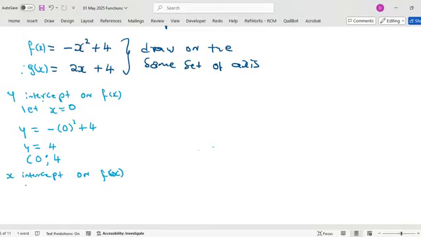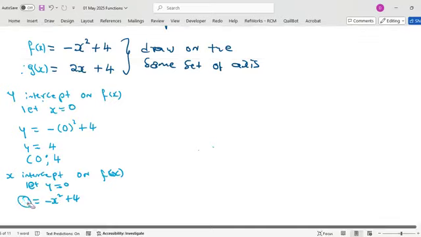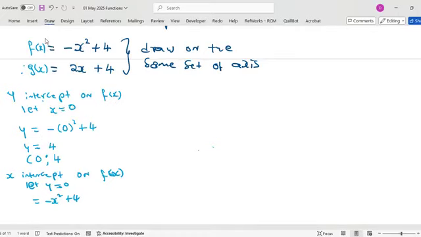Let y be 0. In the space of y, let it be 0. So we've got y equals negative x squared plus 4, but I know that in this y, I must put 0. So I'm going to remove y, and in the space of y, I put 0.